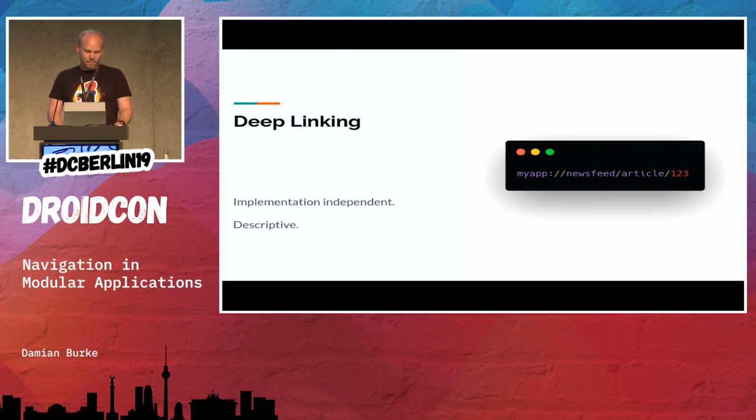So if we instead think back to deep links, they are implementation independent. They work on different levels. They work in web, in apps, in other places as well. You can just define where you want to use them and just use them. They are descriptive if you want them to be. They can be human readable.